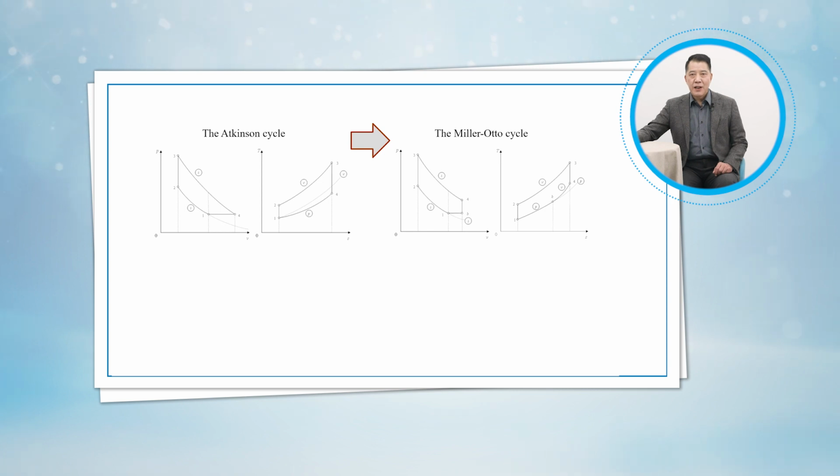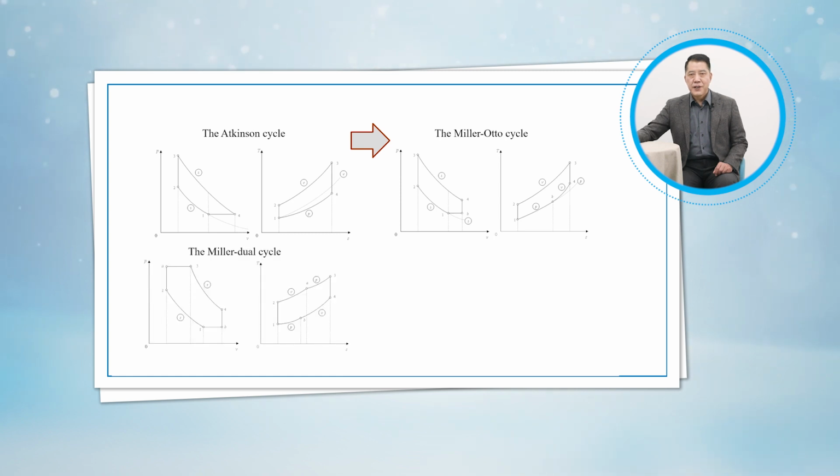A modified Otto cycle is known as a Miller-Otto cycle, whose PV and TS diagrams are shown in figures 10.17 and 10.18. Also, by applying the idea of intake supercharging of the Atkinson cycle, the Otto cycle can be updated to the Miller-Otto cycle.